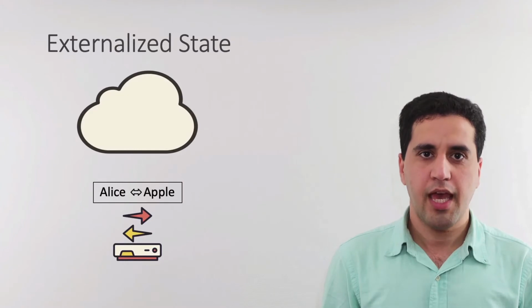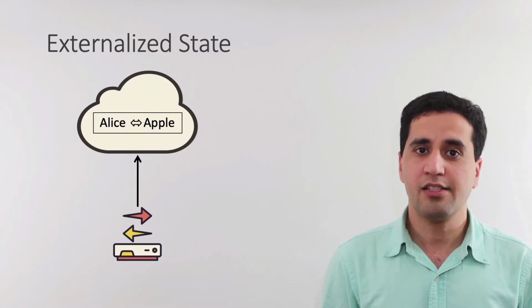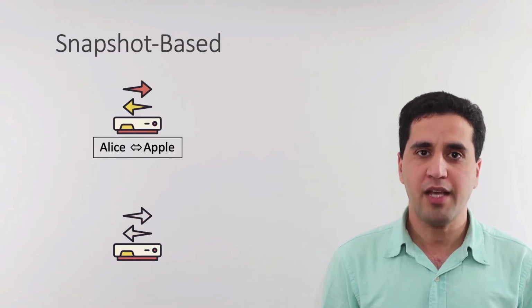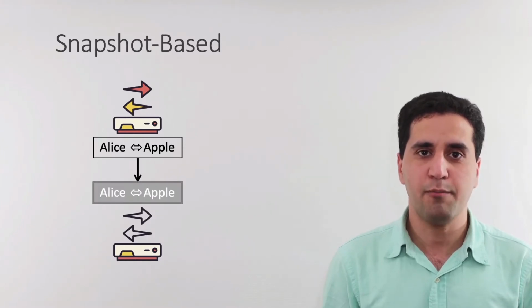Previous approaches to middlebox fault tolerance fall into two categories. Externalized state approaches, which separate the middlebox state from its logic and store it in a fault-tolerant data store, and snapshot-based approaches, which take and replicate snapshots of middlebox state. Using existing solutions for a chain of middleboxes comes with significant performance overheads.